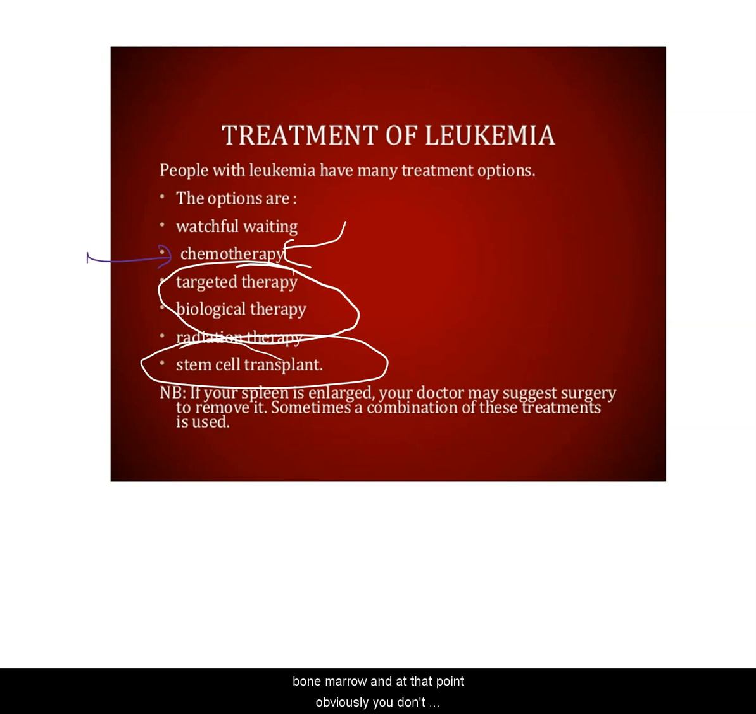And at that point, obviously you don't have an immune system. You don't have white cells. So it's very important that you're in a sterile environment. When you get the new marrow, that proliferates, it replicates, and now you're cured because those cancer cells have been removed.